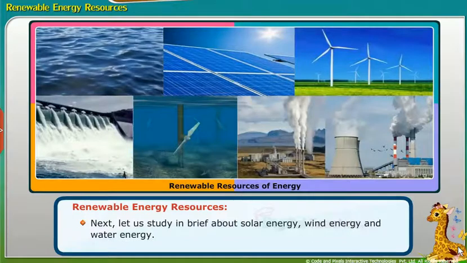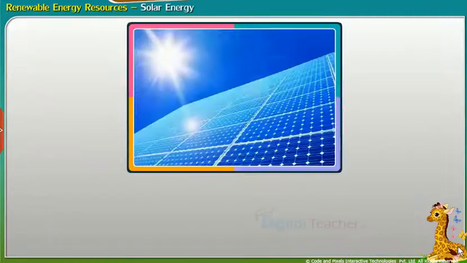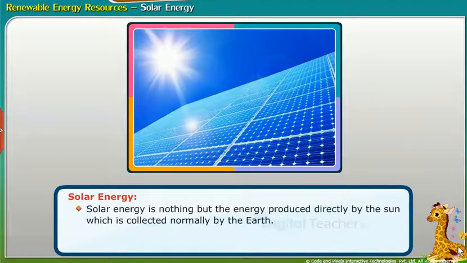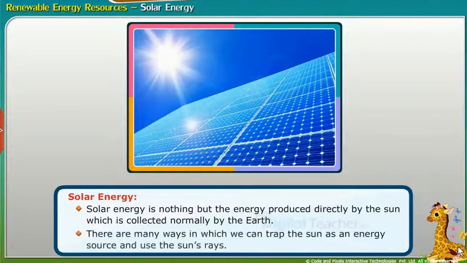Next, let us study in brief about solar energy, wind energy, and water energy. First, let us study about solar energy and its appliances. Solar energy is nothing but the energy produced directly by the sun, which is collected normally by the earth. There are many ways in which we can trap the sun as an energy source and use the sun's rays.